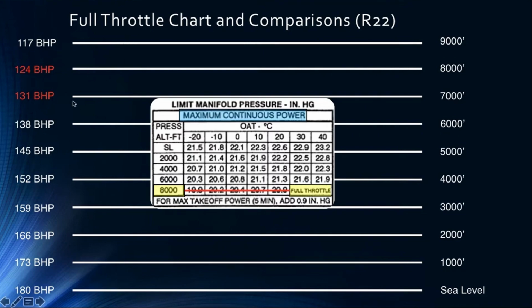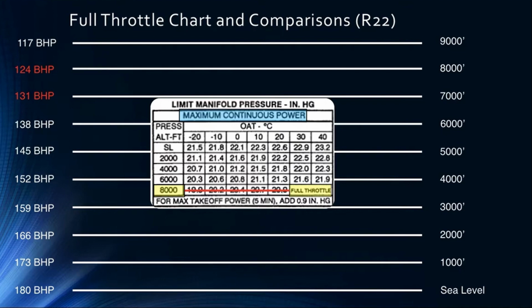We are at full throttle. So what that means is if I'm flying at 8,500 feet here, I am not going to be able to produce 124 brake horsepower, okay? Now, does that mean I can't fly above 8,000 feet? Absolutely not. You definitely can. It just means that you're not going to be able to produce 124 brake horsepower.